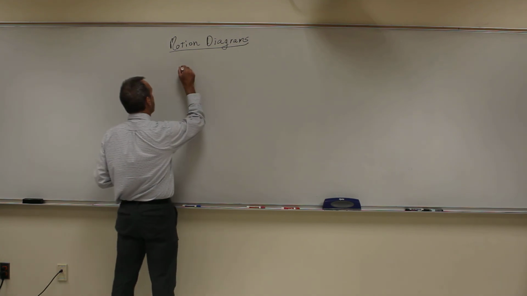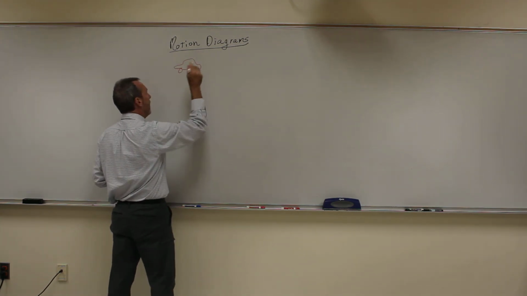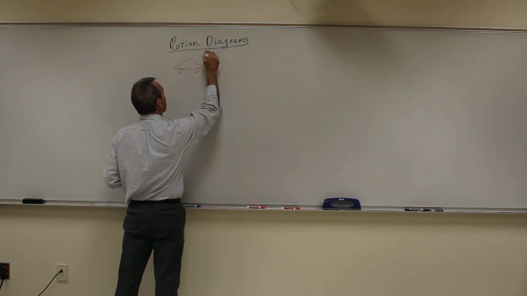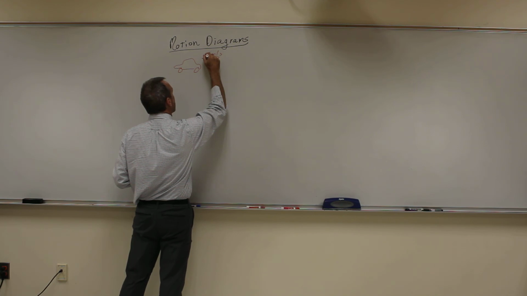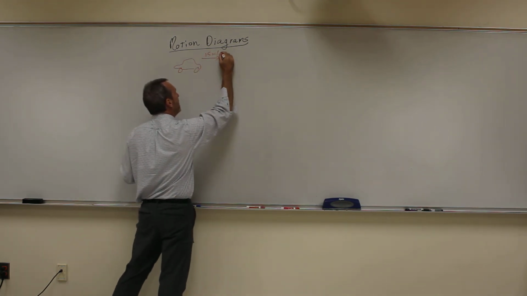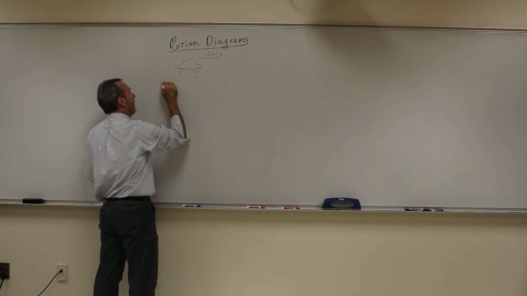Now, for example, let's say you have a car, and you're in a car, and you're going along at a constant speed of 15 meters per second. Okay, what does that mean? And let's talk about speed and velocity.